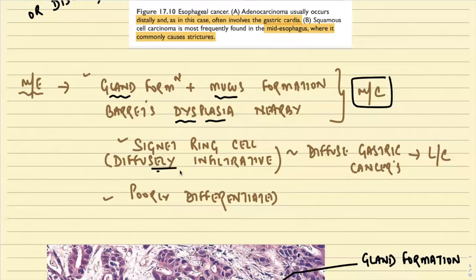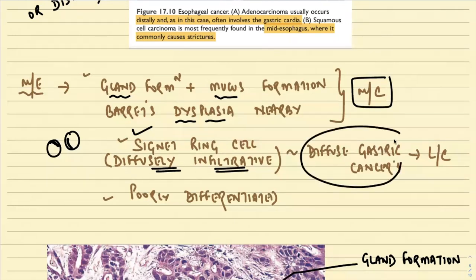Especially in those cases, just like in the lecture on gastric carcinoma, there was a diffuse infiltrative variety containing signet ring cells. The cells produce mucus and the mucus pushes the nucleus to the periphery, thus giving a signet ring appearance, very similar to diffuse gastric carcinoma. This variety of esophageal adenocarcinoma is the less common variety. And lastly, we can have a poorly differentiated variety which does not contain well-formed glands.